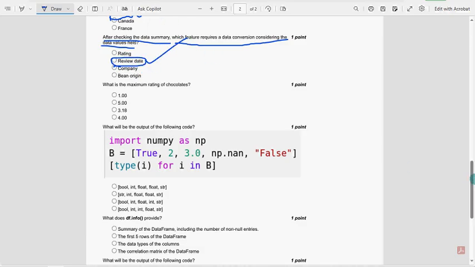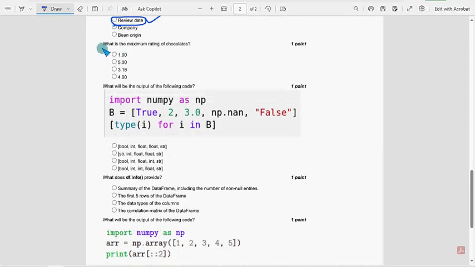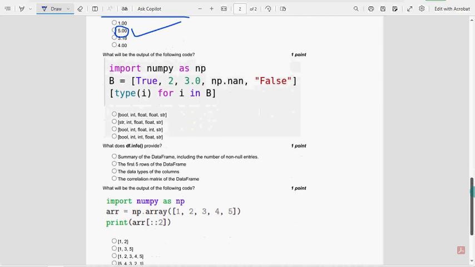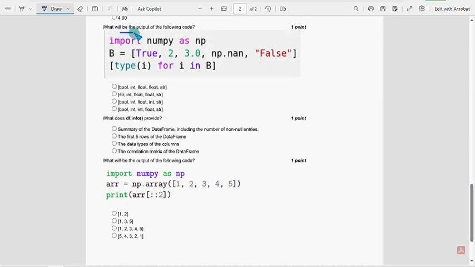Next, moving on to the ninth one. What is the maximum rating of chocolates? So for the ninth question 5.00, second option is the probable solution guys. Next, moving on to the 10th question, what will be the output of the following code? So for the 10th question, option 1 guys, bool, int, float, string. So first option is the probable solution for the 10th question.